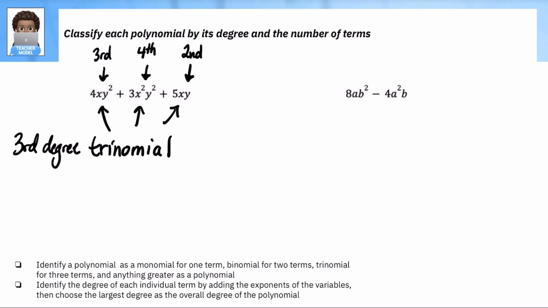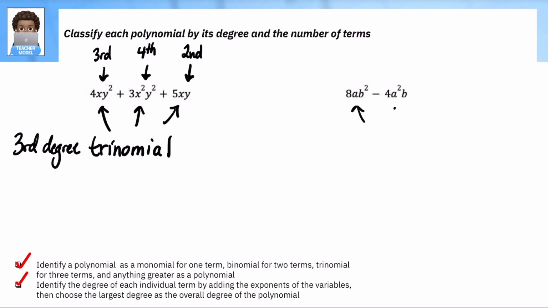So thinking about my notes for a second, did I identify the polynomial? Yes, I identified this as trinomial. I recognize there are 3 terms. And did I identify the degree? Yes, because I added the exponents of the variables and I chose the largest as degree. So I've met both my points. I've demonstrated I know how to do this. Let's do the second one.